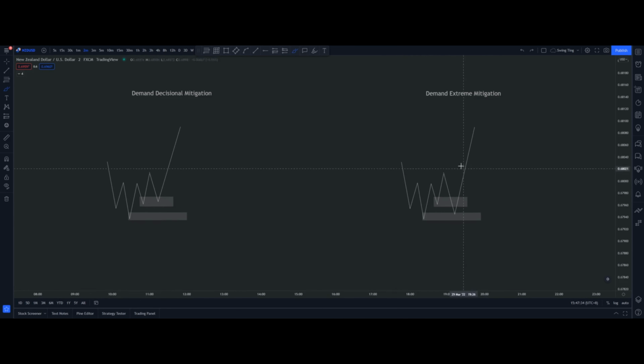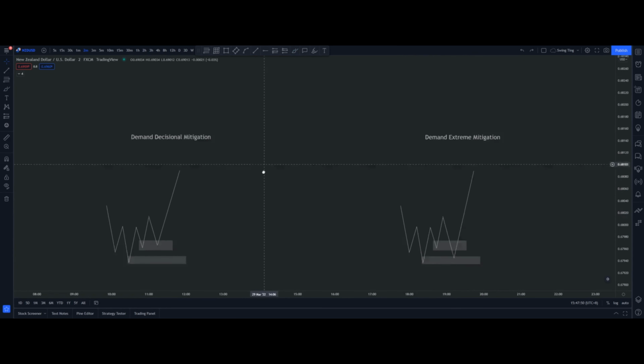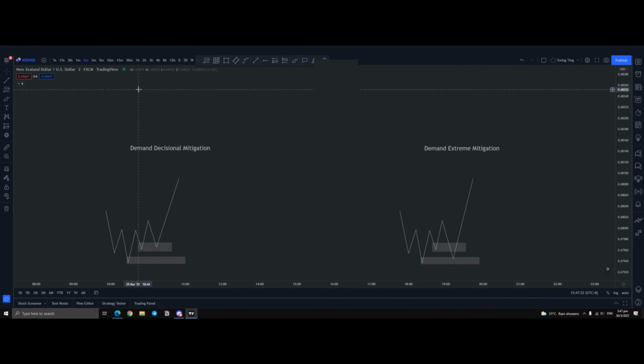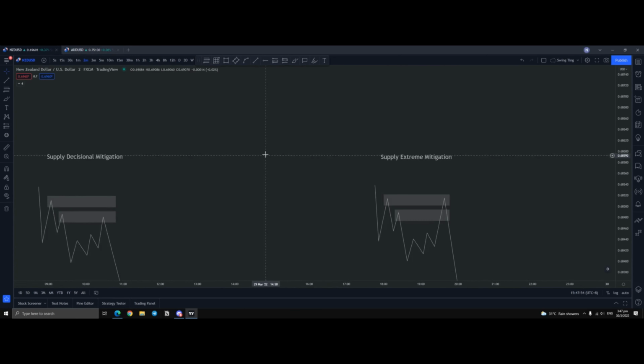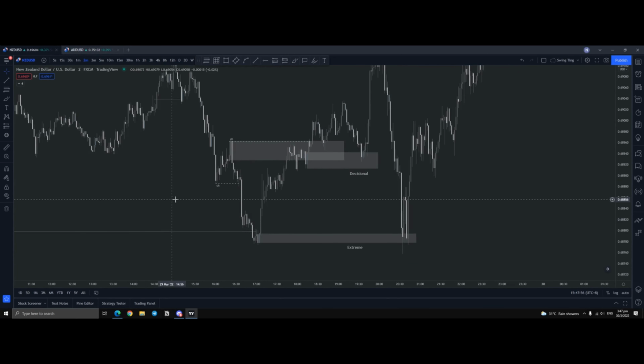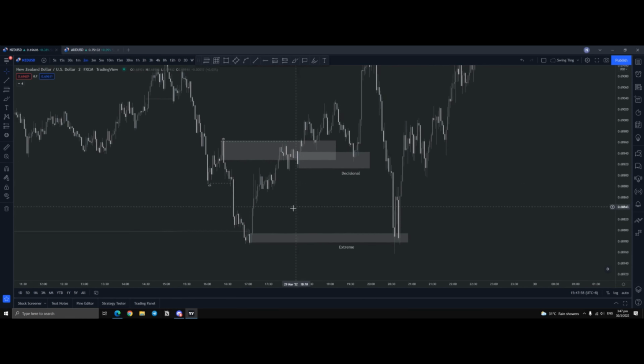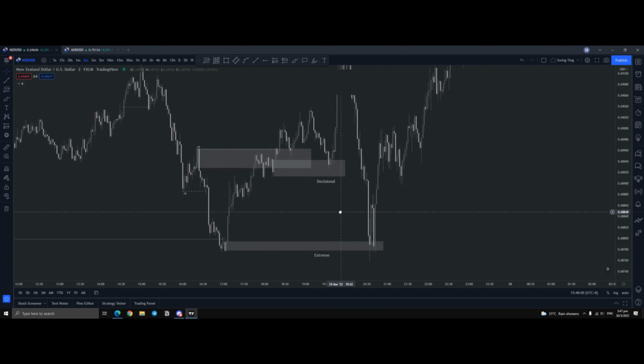This is what your extreme mitigation looks like. You have the decisional here, the last candle that caused the break of structure. You have your extreme, which is the start of the candle, basically the last candle that started the move up, right? So this is what the extreme mitigation looks like. So let's first look at an example of a demand decisional mitigation and a demand extreme mitigation.